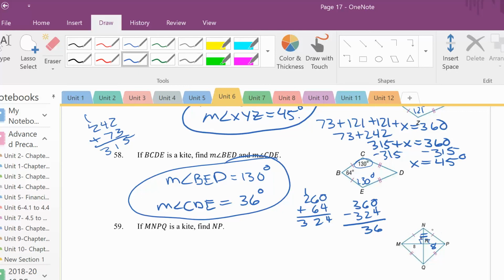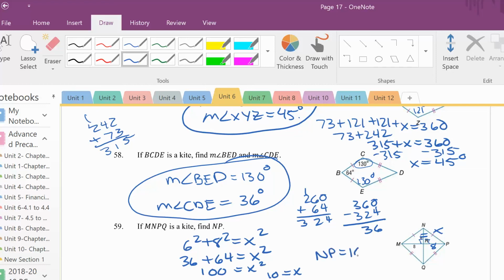So in order to find NP, we'll call that x, and we're going to use the Pythagorean Theorem. 6 squared plus 8 squared equals x squared. So 36 plus 64 equals x squared. So 100 equals x squared. So x equals 10. So that means NP is equal to 10. We use the fact here that these 2 triangles are the same, so that means 8 and 8. And then this is 6, so we're just finding the hypotenuse.